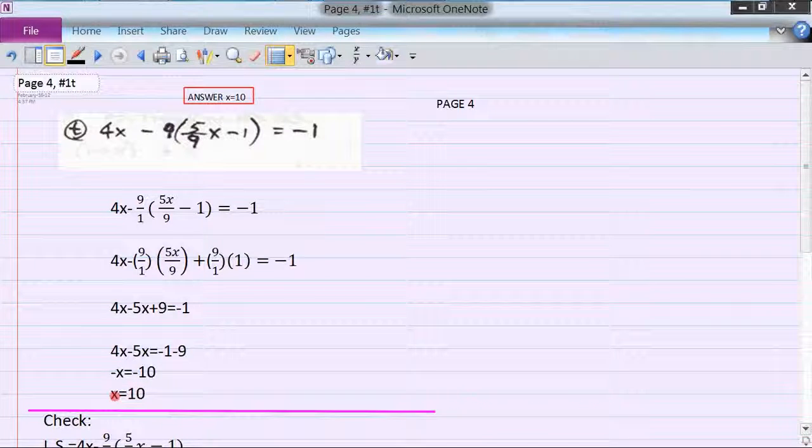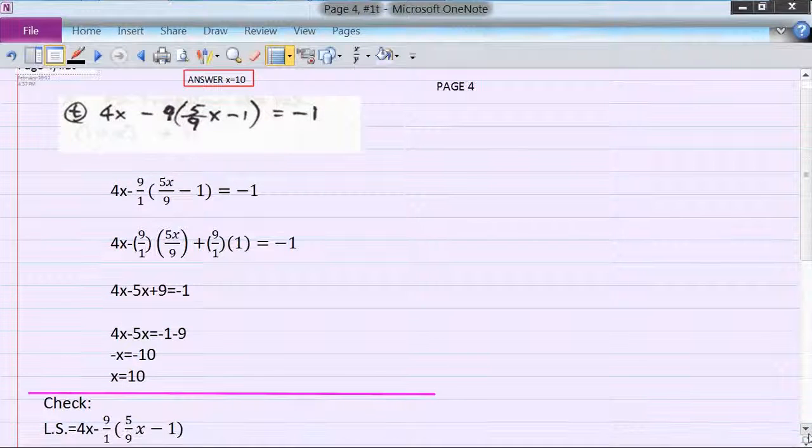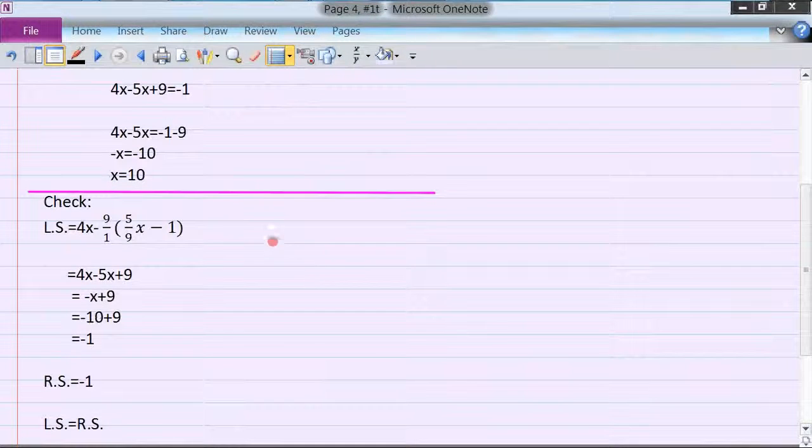And because we always want a positive value of x, we don't want minus x. We always want plus x here. Now I go back, and on the left side of the equation, I replace the x with a 10. Okay, I'm going to do that.